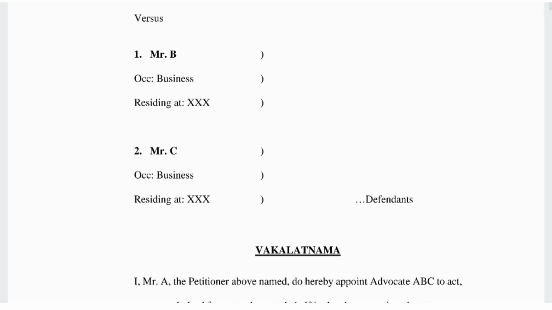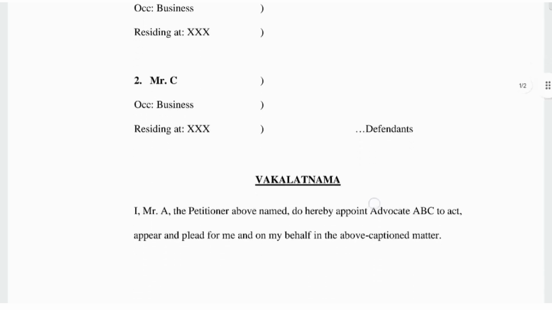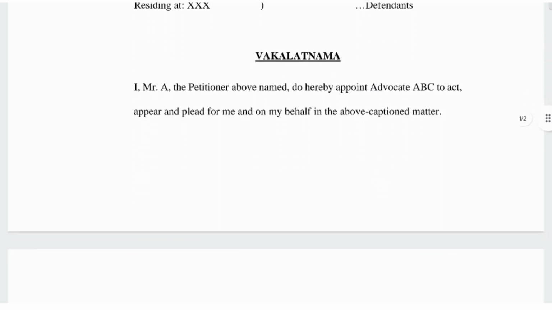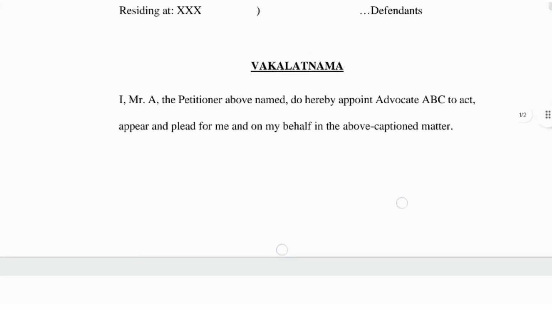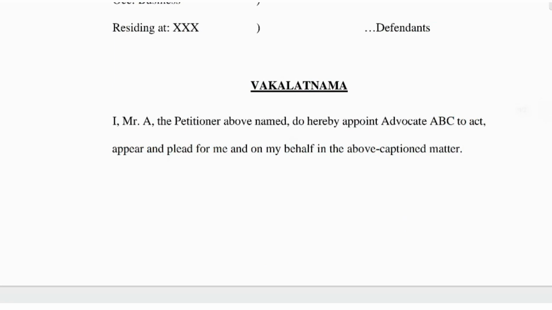Now coming to the body of the Vakalatnama, whichever party you are appearing on behalf of. In this I am for the petitioner, that is what I have assumed, and because I am for the petitioner, the petitioner says that I, Mr. A, the petitioner above named, do hereby appoint advocate ABC to act, appear and plead for me and on my behalf in the above captioned matter. So in place of advocate ABC, you write the name of the advocate. You can also write the name of the firm if you are working for a firm and the firm is going to represent the client.